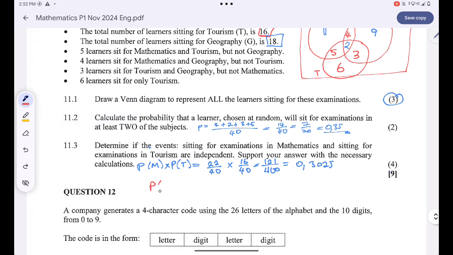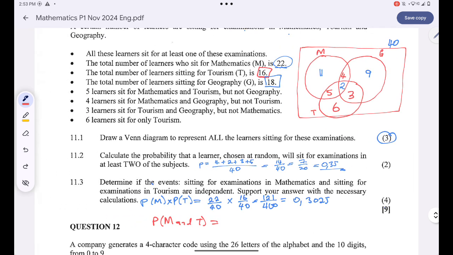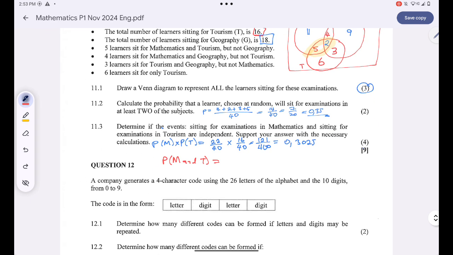Okay, let's check whether this number is equal to the probability of a learner taking both mathematics and tourism. A learner taking mathematics and tourism is equal to, remember that, guys, we are focusing on mathematics and tourism, right? So we are focusing on this intersection over there. So that's just 7 over 40. What is 7 over 40? 7 over 40 is 0.175.